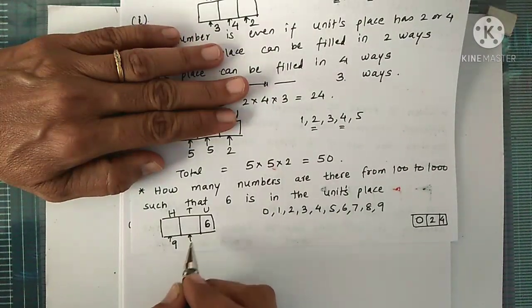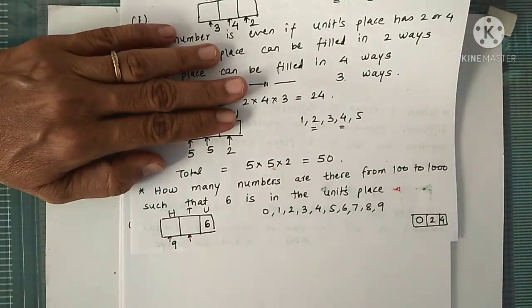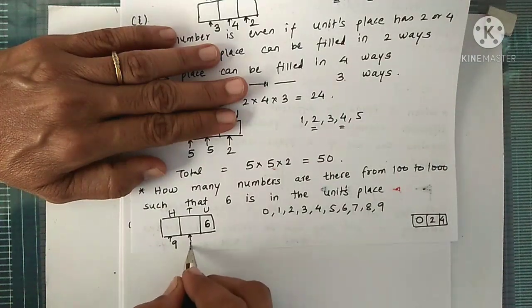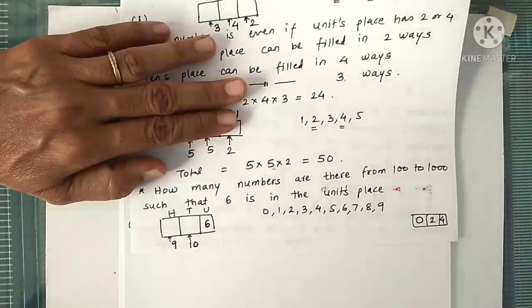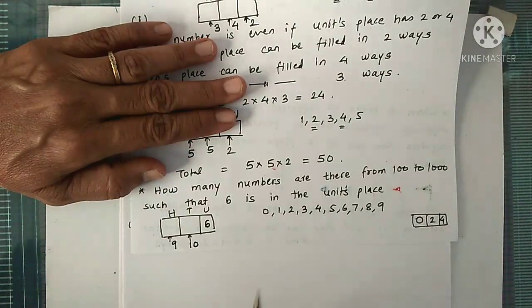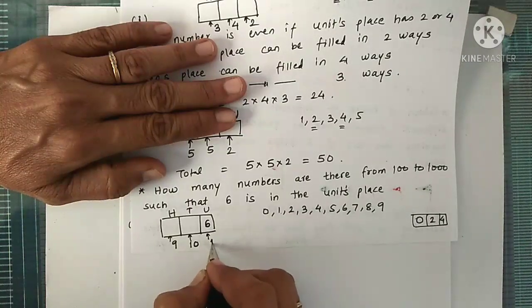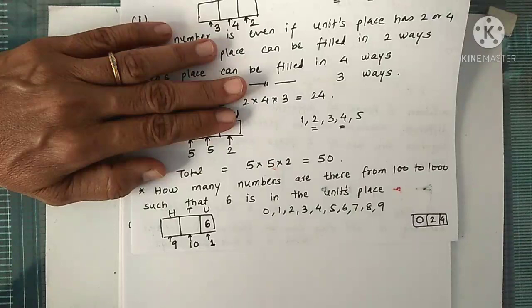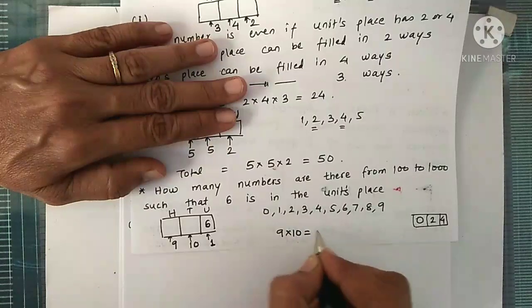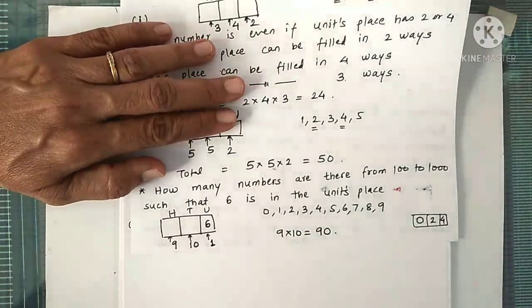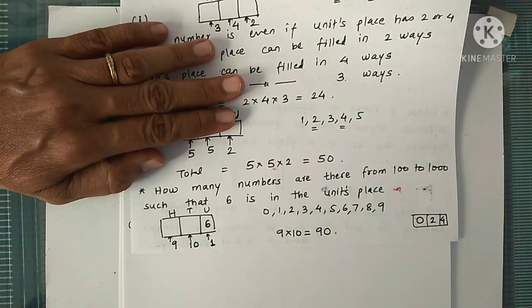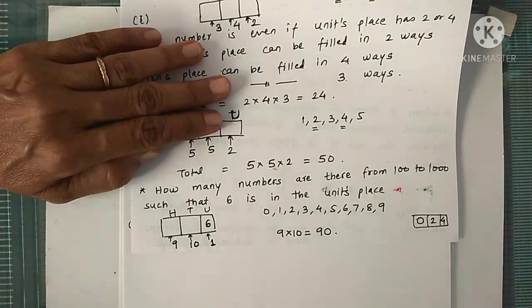And here we can place 0. The number say 302 like that, 303 like that. So here we can use any of the digits. So this can be filled with any of the 10 digits, and that can be done in 10 ways. And this is only one way, as we want 6 to be in the units place. So the total number of ways is 9 into 10, that is 90. So from 100 to 1000 we have 90 numbers such that they have 6 in the units place.